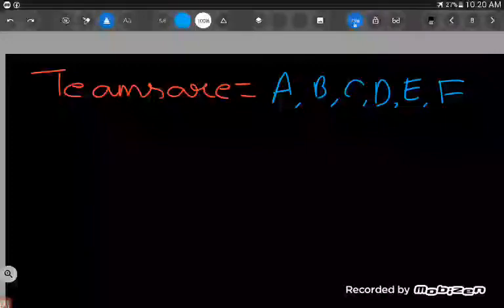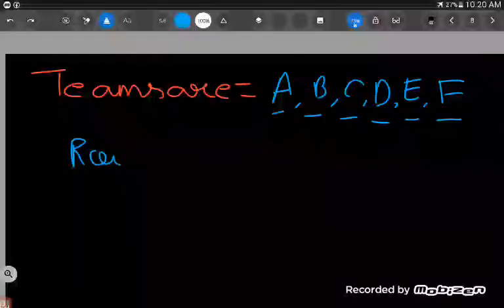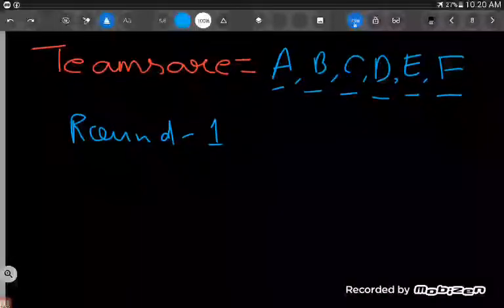So I am writing here all 6 teams as alphabets. Team A, Team B, Team C, Team D, Team E, Team F. Okay. What is fixed when entries are an even number? So first I am going to draw the fixture of the first round. So you will write here round 1.